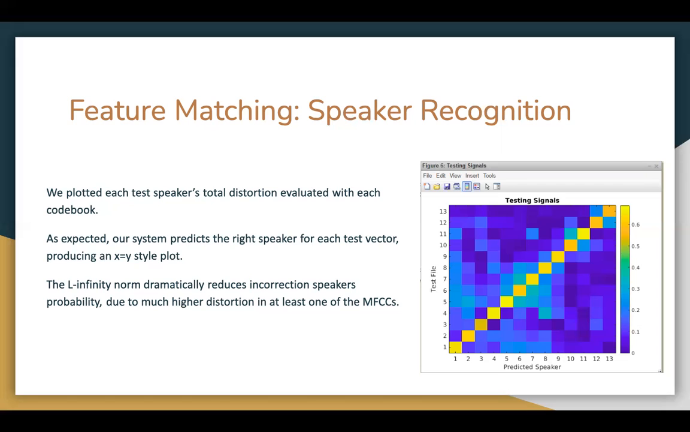So our y-axis is test files going in. Our x-axis is all of the codebooks for potential predicted speakers. And when things are working normally, you want to see this x equals y type of graph, because that means test file for speaker 1 matches speaker 1 codebook, test file for speaker 2 matches speaker 2 codebook, and so on and so forth. Next slide.